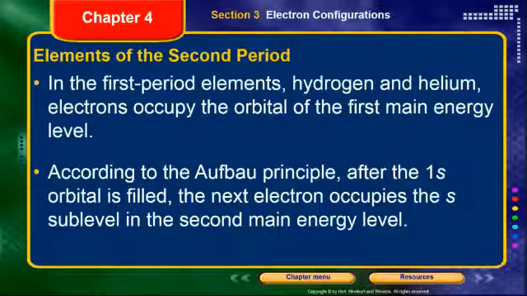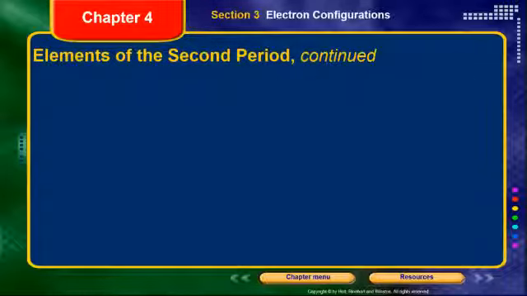Let's apply this to the periodic table. In the first period, that's a horizontal row, n equal to 1, the first principal quantum number, the first period elements, hydrogen and helium, have their electrons occupy the orbital of the first main energy level, right? Because that's as far up in energy as we've gotten. According to the Aufbau principle, after the 1s orbital is filled, the next electron occupies the s sublevel in the second main energy level. This is the next step up.